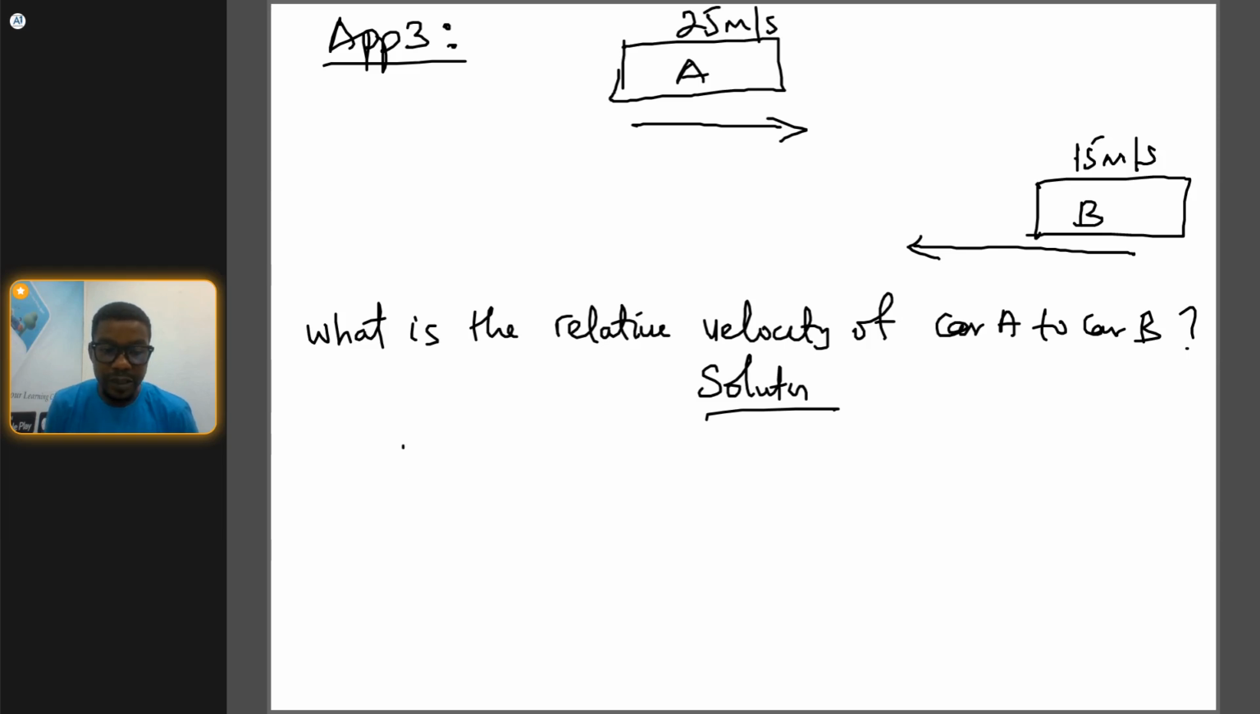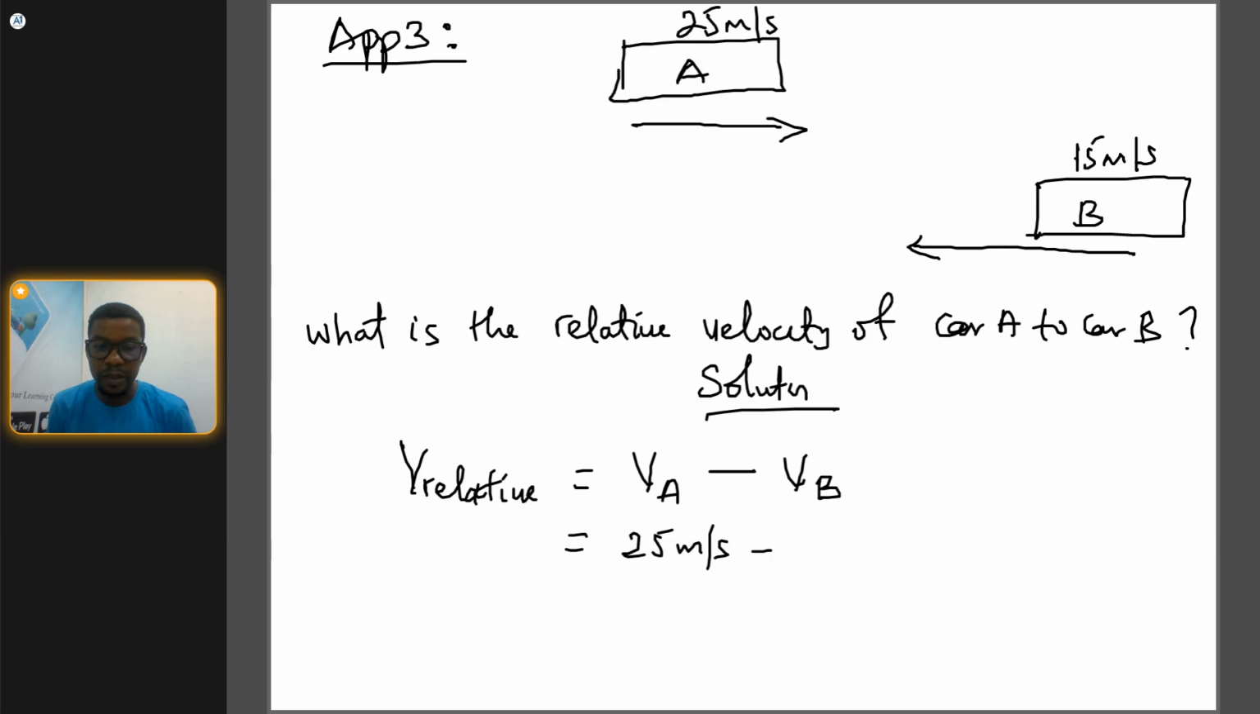So we have the relative velocity equals the velocity of A minus the velocity of B. And that is 25 meter per second minus 15 meter per second, and that is 10 meter per second. All right. So that is going to be the response for this question.